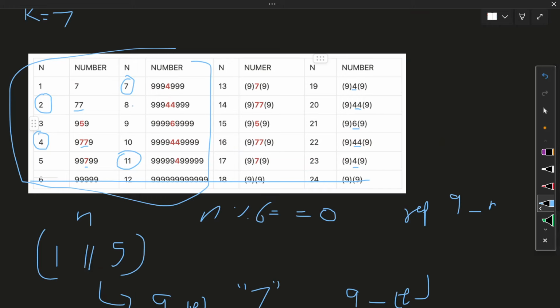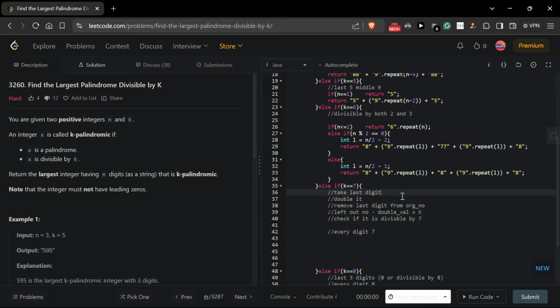If the remainder is 8 or 10, we have to fill 44. If the remainder is 9, we have to fill 6. So let's code this. This is the divisibility rule, but it is useless in this case. If the number is 7, you can ignore this.